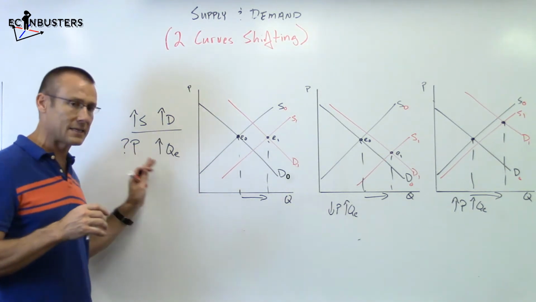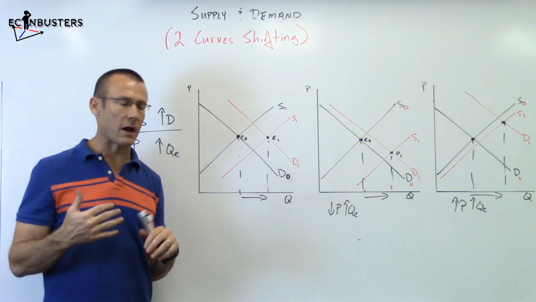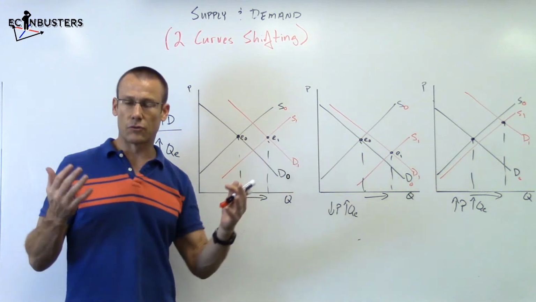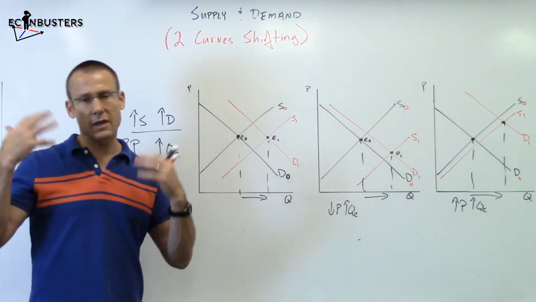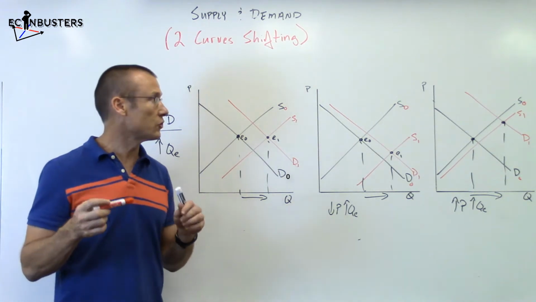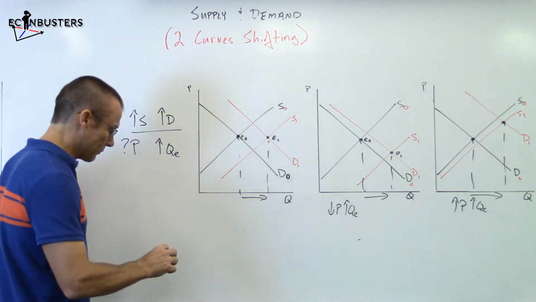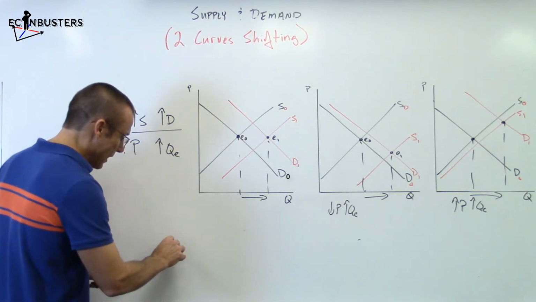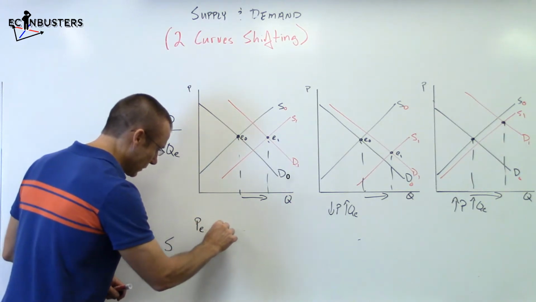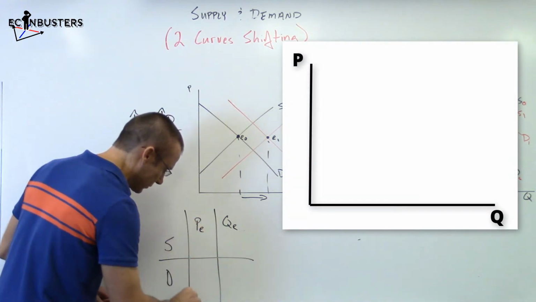That means price indeterminate. Now, there is another way to figure out what's happening to P and Q besides drawing three graphs. Some of y'all might be thinking, yeah, I can just think about it, which is great. If you can think it through, fantastic. But let me just show you one other way to do this, all right? I just use a table. It's a quick table, all right? I'm just going to put supply, demand, price equilibrium, quantity equilibrium. So we just draw this quick table just like this.